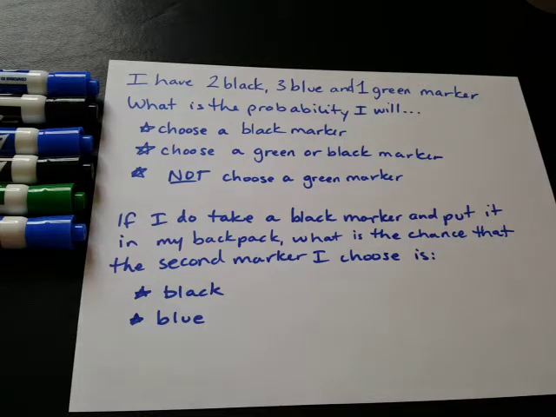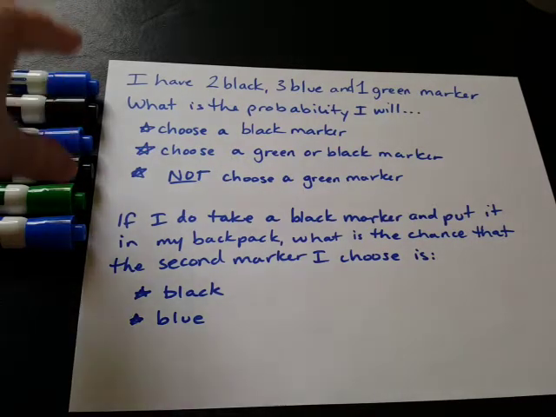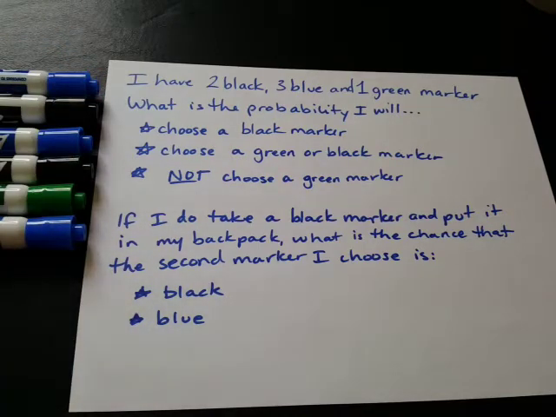Here we have a scenario where we've got a bunch of markers. You can imagine that they are maybe in a jar. I've got them sort of demonstrated here: 2 black, 3 blue, and 1 green. What is the chance that I would randomly put my hand in the jar and pick one of these and get a black marker?